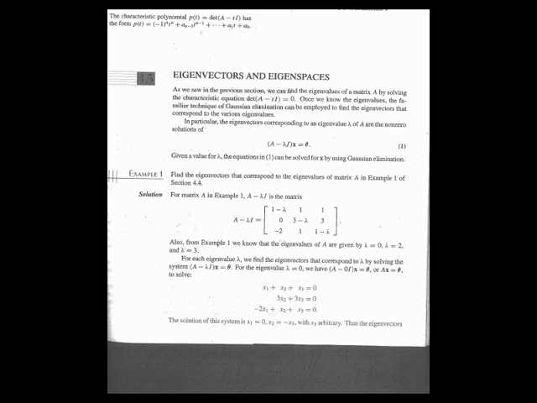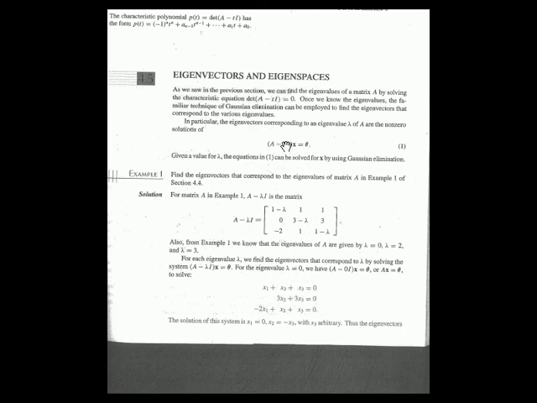Okay, in the last section we learned how to find eigenvalues. Remember that the eigenvalue problem is Ax equals lambda x, or taking the lambda x to the other side, A minus lambda I times x equals 0. You're trying to find eigenvalues lambda such that this has a non-zero solution.